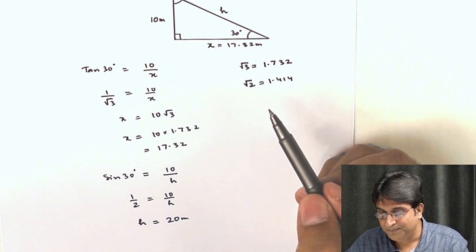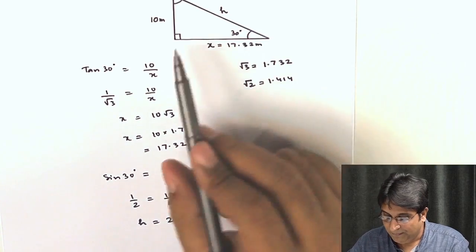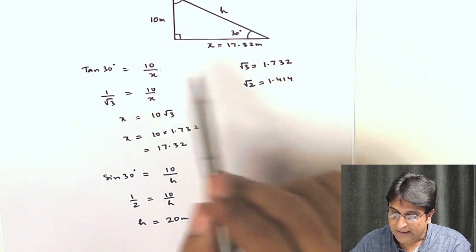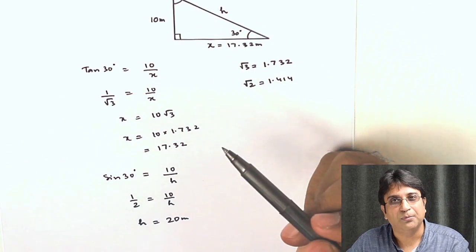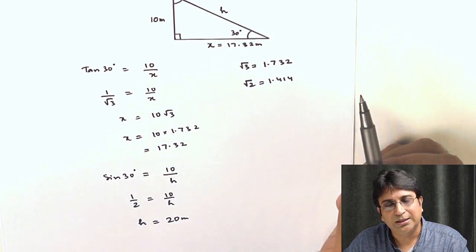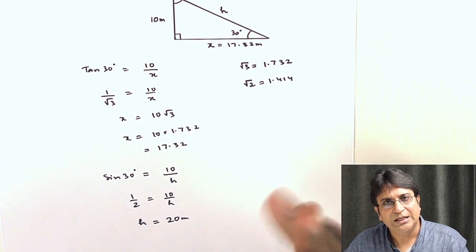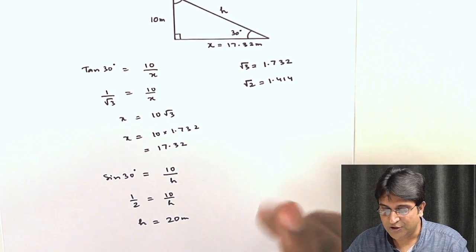So it would have been not very wise. Correct? Now in type 1, I showed you one example where the opposite was given and you had to find adjacent and hypotenuse. The others are also similarly done. However, I'll show you at least one of each type.